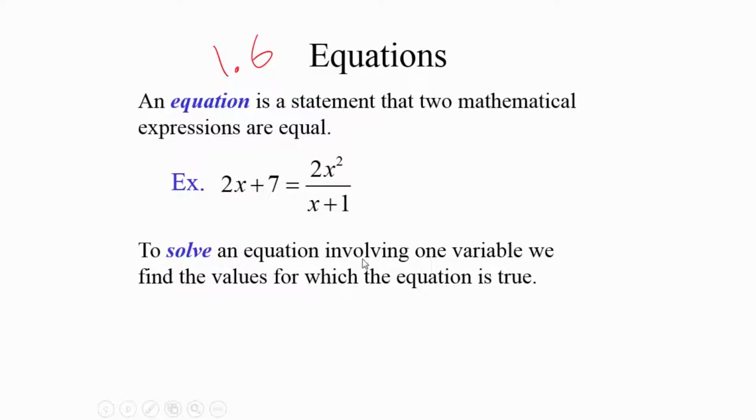To solve an equation involving one variable, such as this one, where the variable is only x, we find the value for which the equation is true. Which means you solve for x, and whatever value you come up with, if you plug it back into the equation, the left-hand side should equal the right-hand side. Okay? So it would be an equality, it would be an equation. Otherwise, if it doesn't come out the same on both sides, then the answer is not correct.